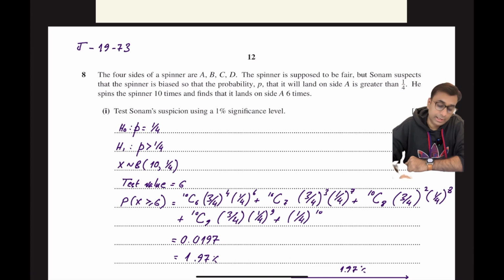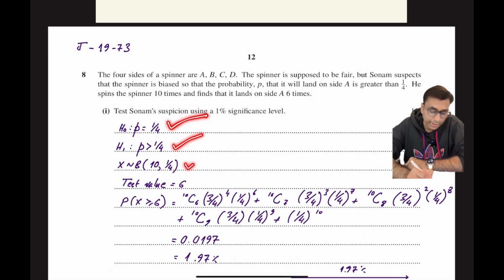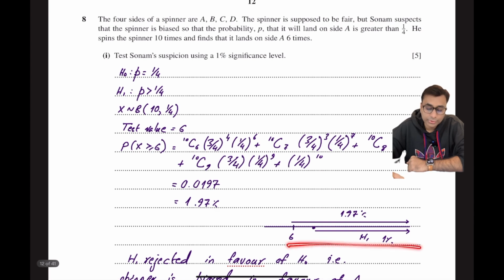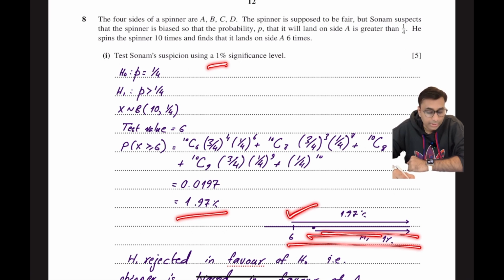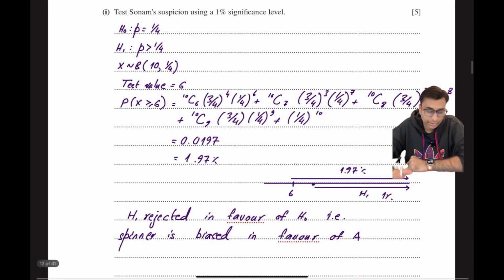So since the suspicion is that the probability is greater than 1 over 4, H0 will be probability is equal to 1 over 4 and H1 is going to be probability is greater than 1 over 4. You write down a distribution, you know that the test value is 6. So once you find the probability of greater than or equal to 6, it comes out to be 1.97%, that is greater than 1%, which is the significance level. So that means your test value 6 lies outside the critical region, which means H1 is going to be rejected and H0 is going to be accepted. That is, the spinner is not biased in favor of side A.